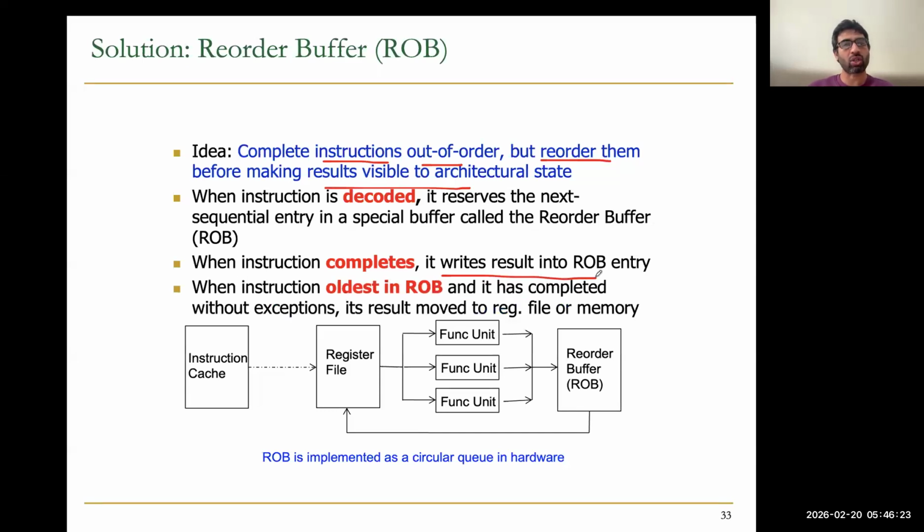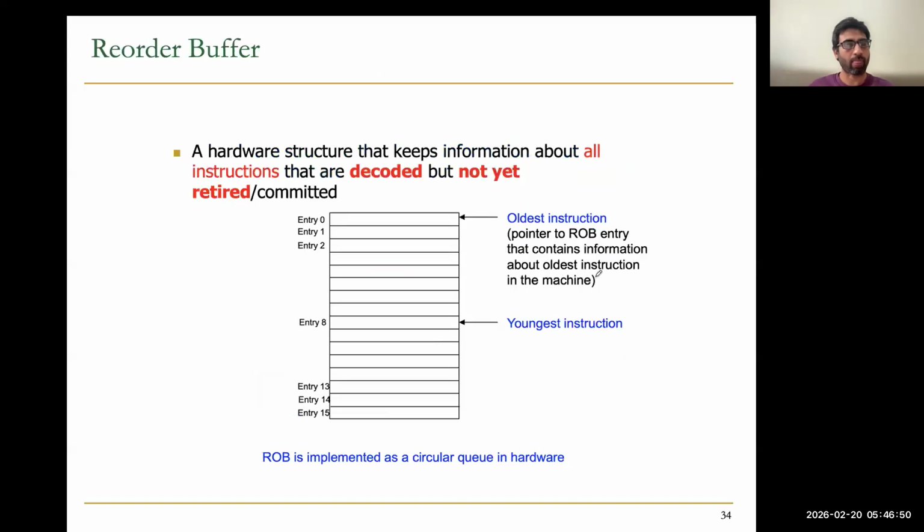And when the instruction becomes the oldest instruction among all the instructions in the reorder buffer, at that time we allow it to write its results into the register file or into the memory. This is known as committing or retiring an instruction. I will be using these terms interchangeably. An instruction retires or commits only when it is the oldest instruction in the reorder buffer.